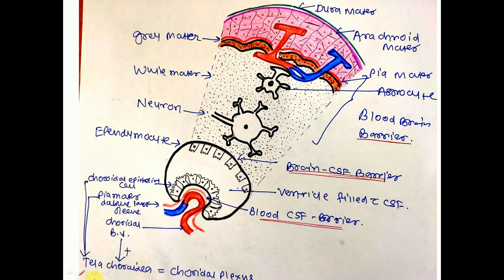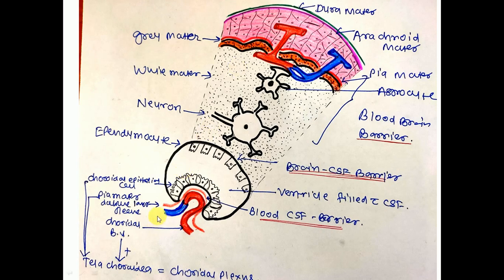Now what is tela choroidea? Tela choroidea is equal to choroidal epithelial cell plus pia mater. Choroidal epithelial cell plus pia mater is known as tela choroidea. If you add the choroidal blood vessel to these two structures, then it is collectively known as choroid plexus. Then our point is how CSF is formed.